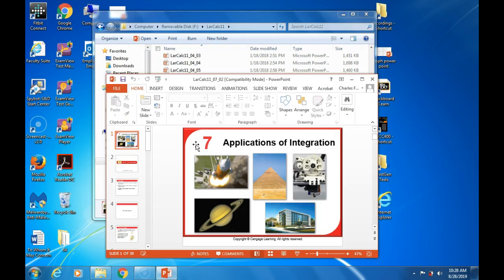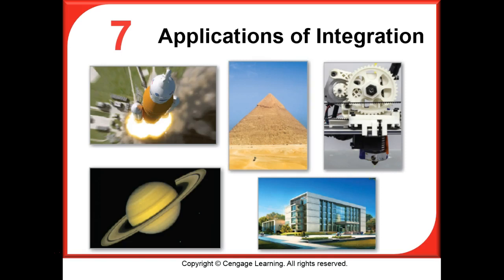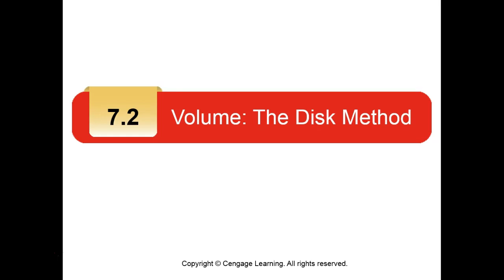Okay. All right. Here we go. Let's go from current slide. And Chapter 7 is still applications of integration. We did area between two curves. Now we're going to do volume. There are a couple of methods to do volume. The first we're going to do is called the disk method, and then we'll introduce another one that's similar to it.